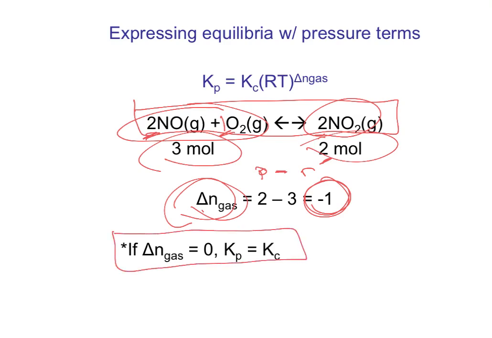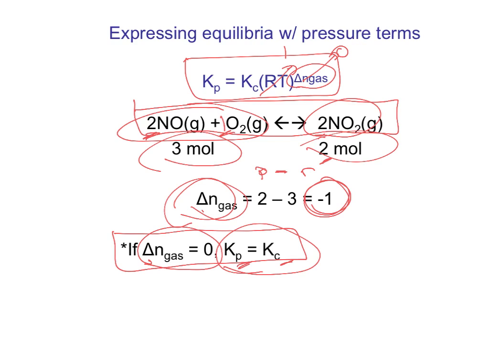Now, here's an important thing to keep in mind. If the number of moles of gas are the same on both the product side and the reactant side, that means that delta N would be 0, right? In which case, if you look back at this math equation, anything raised to the 0 power is 1, right? So in that case, what happens? Kp has the exact same value as Kc.